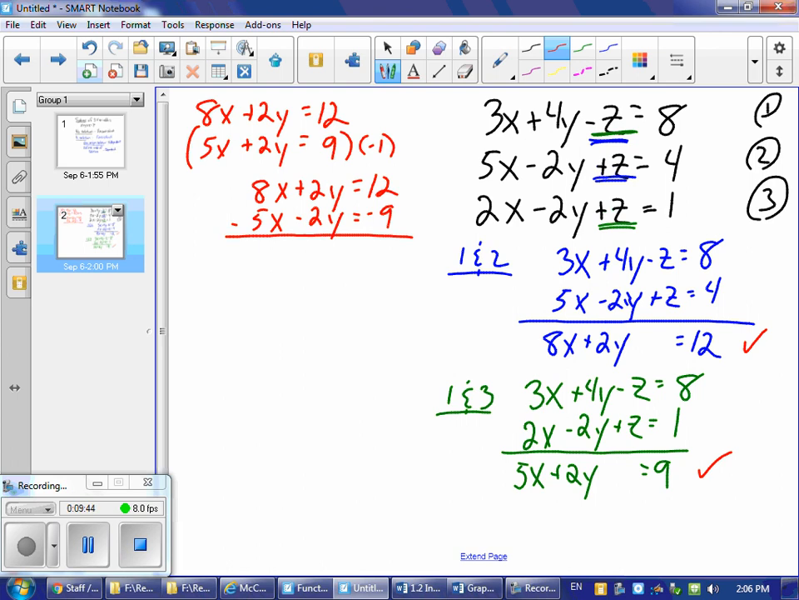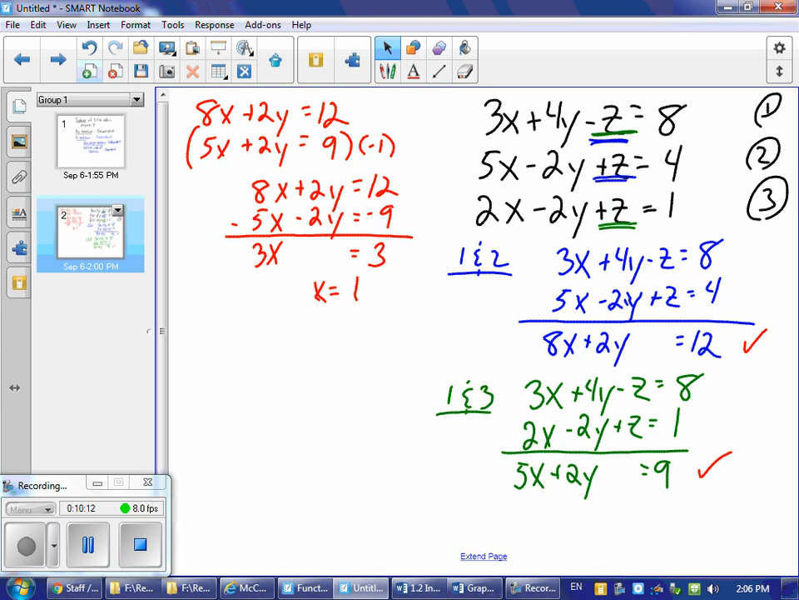Now I can add these up, and let's see what happens. 8x minus 5x is 3x. The negative 2y and the positive 2y go away. That's what we needed. 12 minus 9 is 3. I now have an equation 3x equals 3. We should be able to easily solve for x dividing both sides by 3. Oh, there's the squiggle. And we get that x equals 1. That's wonderful, but that's only 1/3 of our answer.